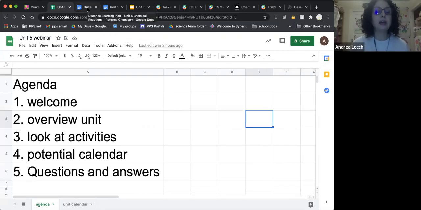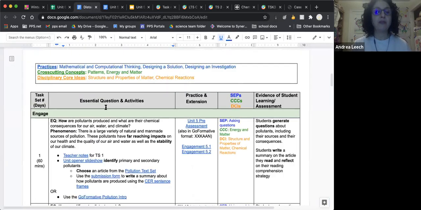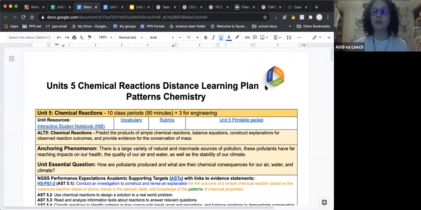So let me go ahead and walk through the distance learning plan. Once I've walked through it, we'll take a deeper look at what the activities are, and then we'll talk about how they would fit into a potential calendar. Okay, so we'll start off with the unit on reactions.